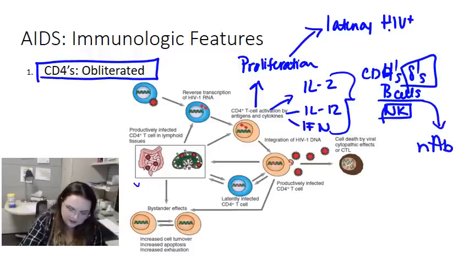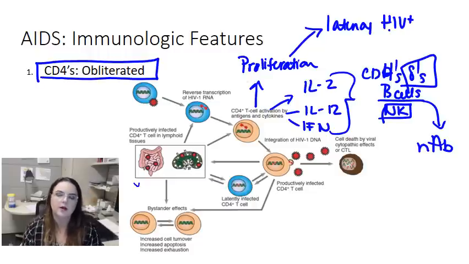But as these CD4s are depleted, we have less cytokine, so all of these facets of the immune system become dysregulated. And eventually that's what leads to basically the opening up of these patients to all of the opportunistic infections that we talked about in previous slides.